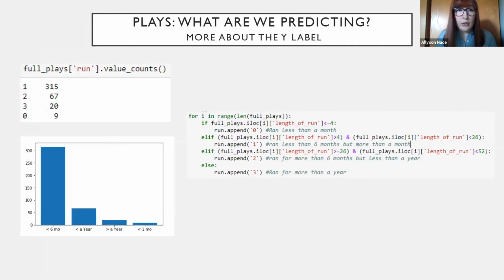So a little bit of a closer look at that. Instead of trying to get my models to accurately predict every single possible week number of runs, I sorted them into 4 categories. If a show has a 0 in the run column, that means it did not run for longer than a month. If there's a 1, that means it ran for more than a month, but less than 6 months. If it has a 2, that means it ran for more than 6 months, but less than a year. And if it is encoded with a 3, that means the show ran for more than a year.